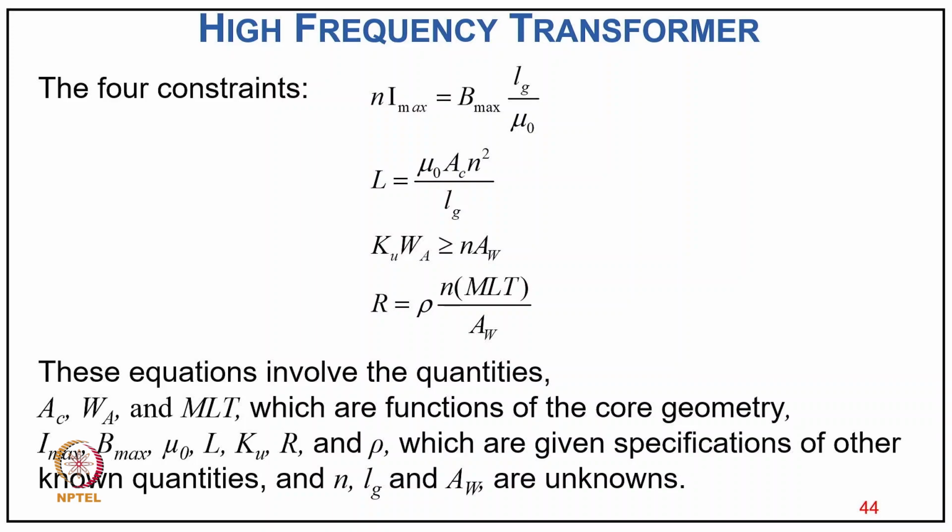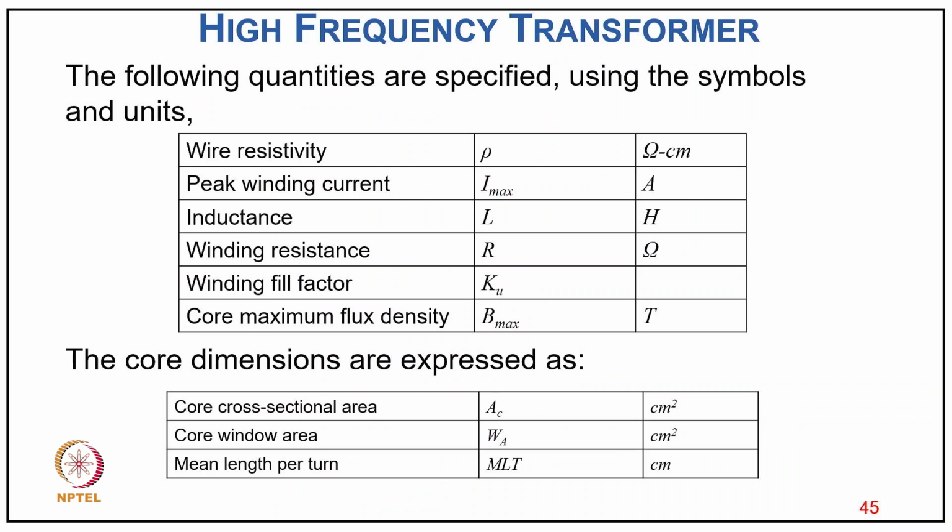So these equations involve quantities like Ac, WA and MLT, which are functions of the core geometry, and I max, B max, mu 0, L, Kw, Ku, R and rho, which are given specifications for the quantities, and n, Lg and Aw are unknowns.